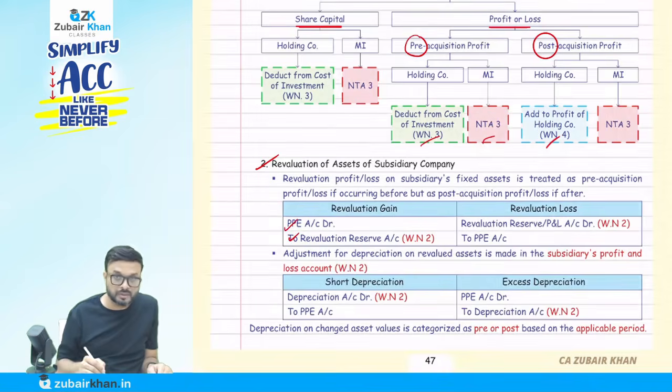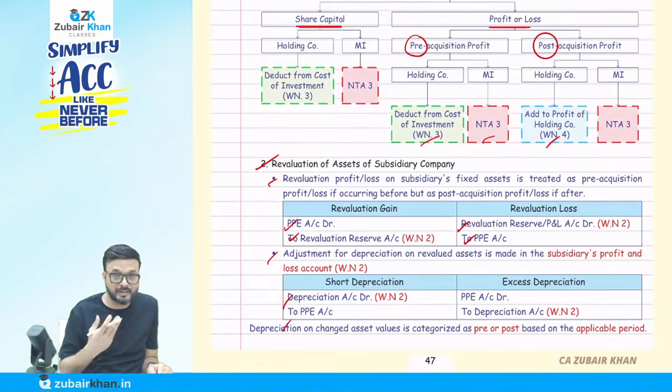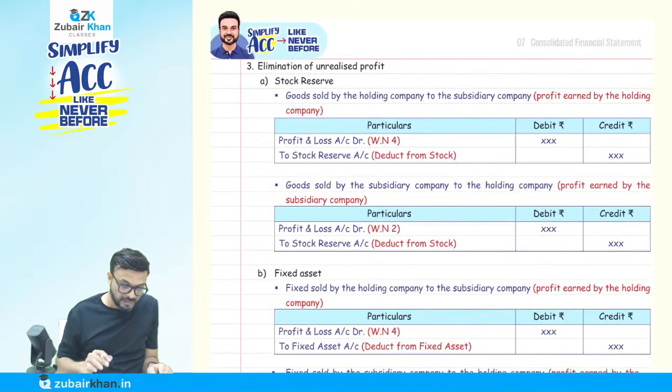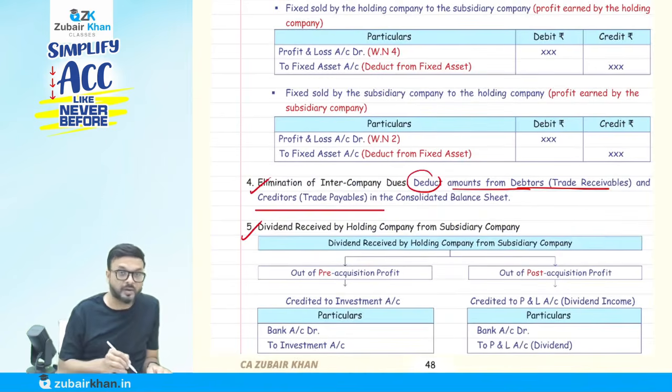If it is a loss, the revaluation reserve will be debited, PP will be credited. Adjustment of depreciation is already discussed with you. Depreciation account debit to PP. If additional depreciation has been charged, we have to cancel it: PP account debit to depreciation. Now the revaluation of unrealized profit has not yet come. This is not yet come. For the fifth point I am discussing with you.